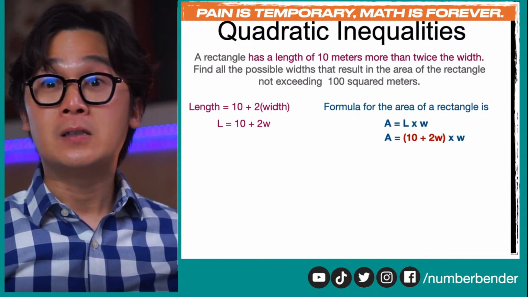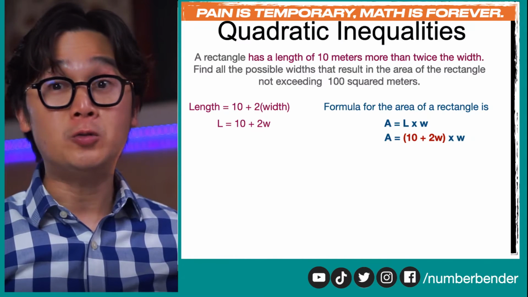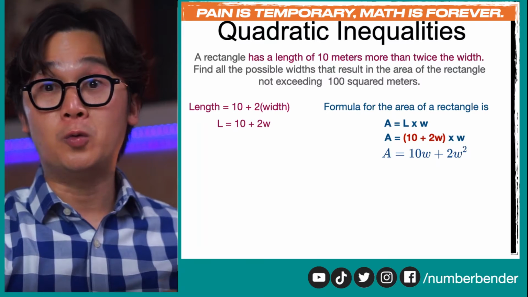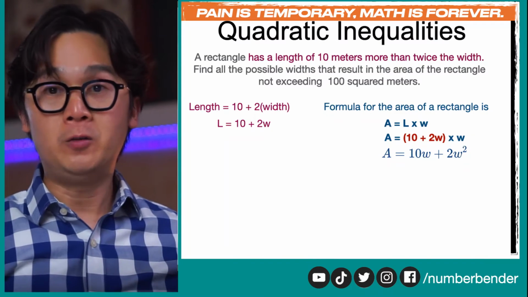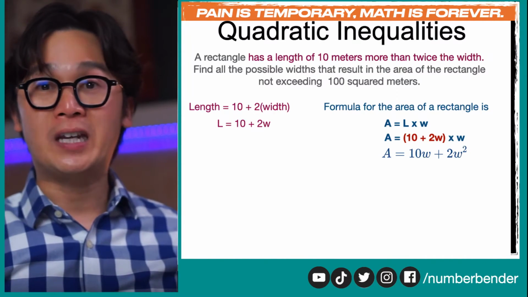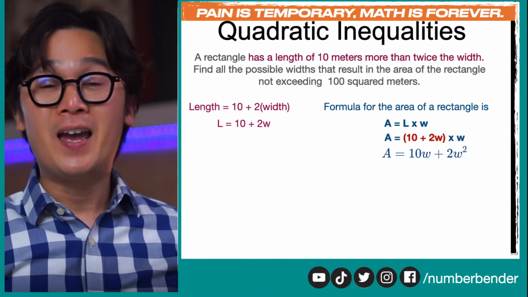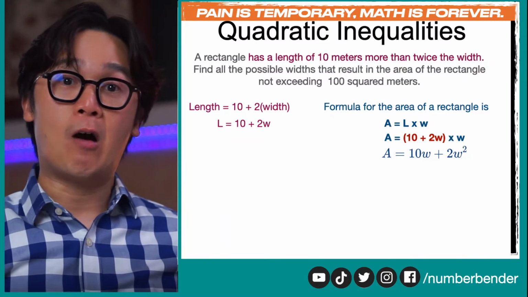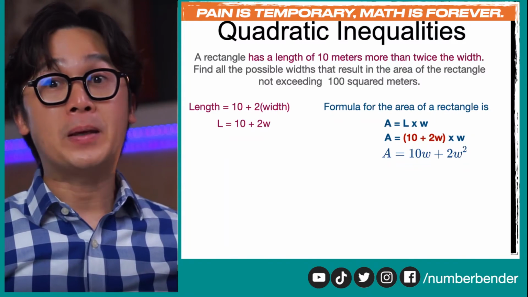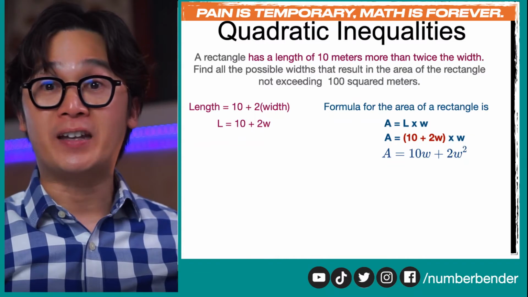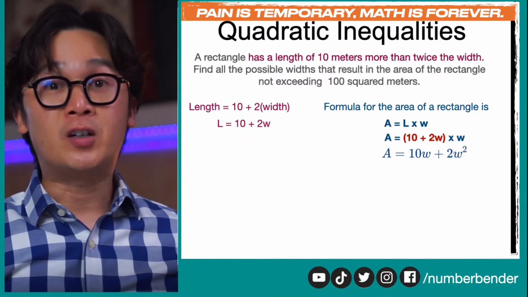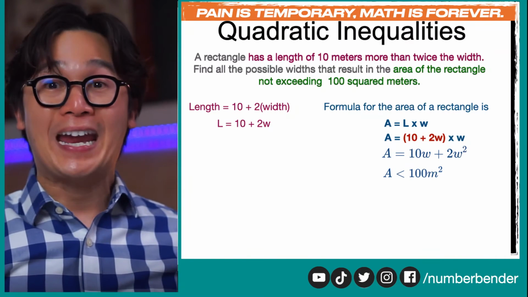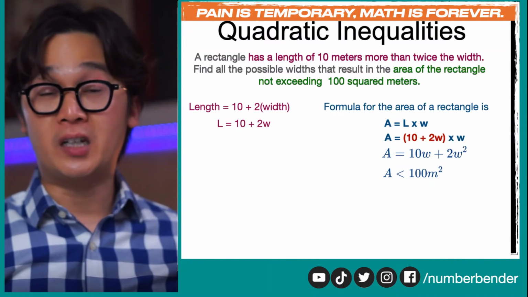So by distributing W to 10 and 2W, area is now 10W plus 2W squared. And by doing so, we're not done yet because we're working on quadratic inequalities that is not exceeding 100 square meters. We're going to put this in our equation because we know that the area of the rectangle should not exceed 100 square meters. If we're going to translate it in an algebraic form, it will be A less than 100 square meters.